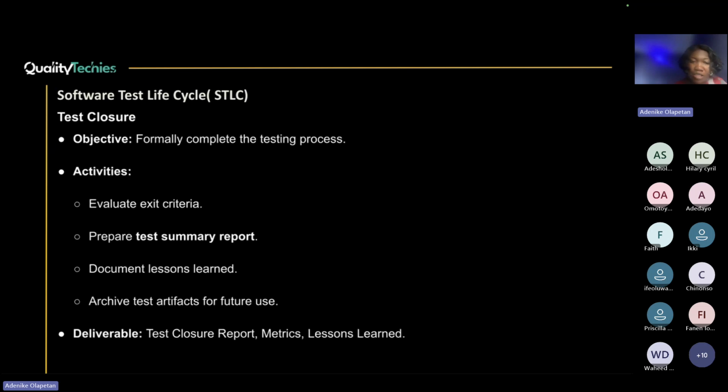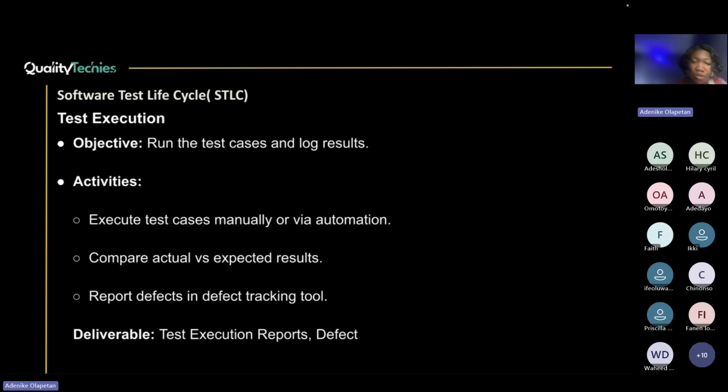So the next one is test closure. After you have raised your defect on the defect tracking tool and followed up with the development team for fixes, you run your regression tests. By now you should know what a regression test is, and what retesting or confirmation testing is. They fix the issue, you conduct a confirmation test, then you run regression tests for the whole application to ensure that this new fix or new feature has not introduced a new bug into the application.